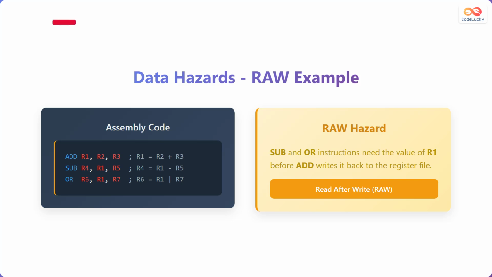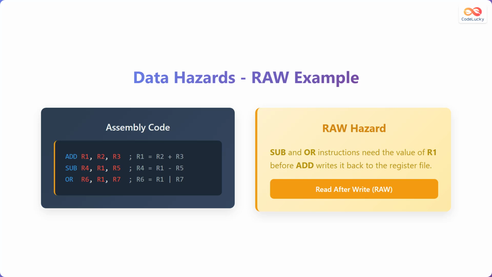Let's dive deeper into data hazards with a specific example of a read after write, or RAW hazard. Consider the following assembly code snippet. First, we have an add instruction that adds the values in registers R2 and R3 and stores the result in register R1. Next, we have a subtract instruction that subtracts the value in register R5 from the value in register R1 and stores the result in register R4. Finally, we have an OR instruction that performs a bitwise OR operation between the value in register R1 and the value in register R7 and stores the result in register R6.